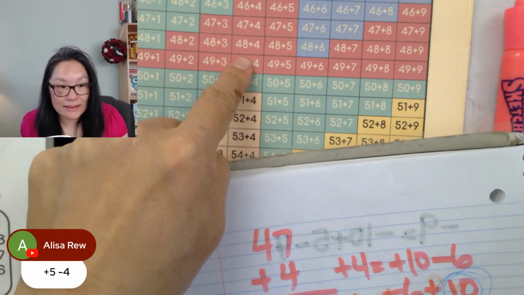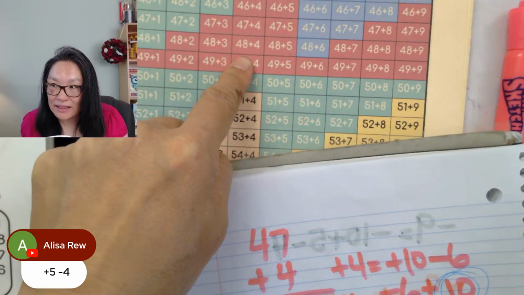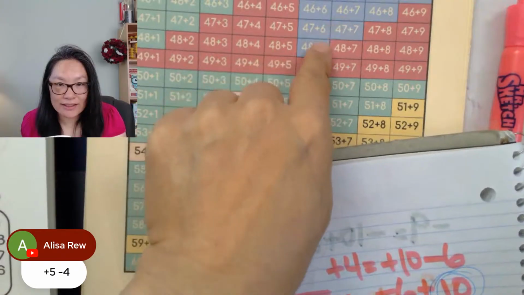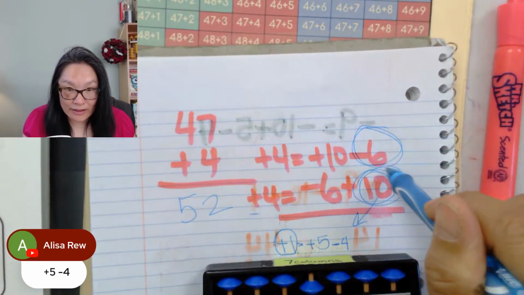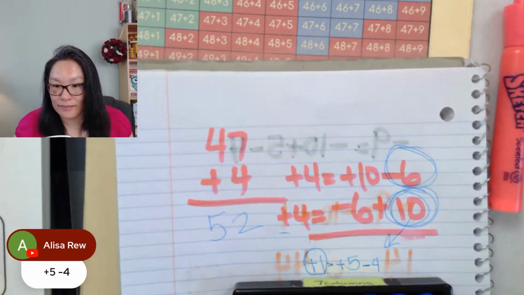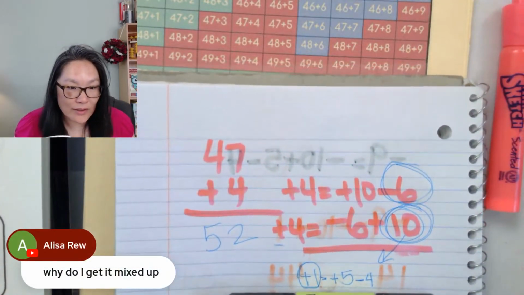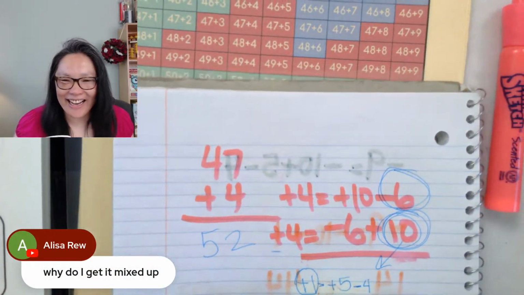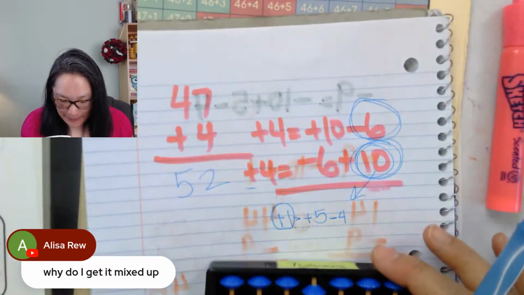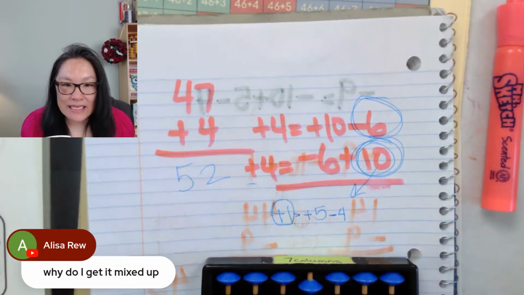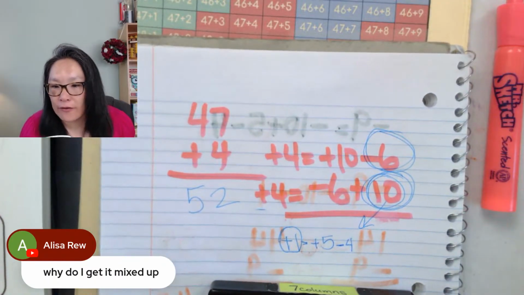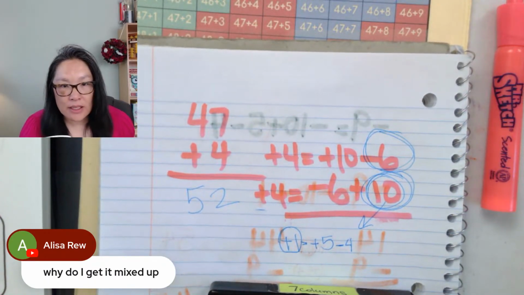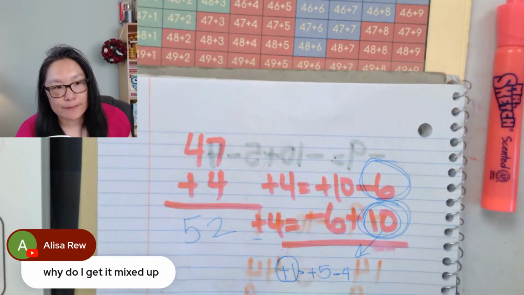Adding the 10 is like the other way. Instead of doing this, we're doing the 10. Why do I get mixed up? It's easy to mix up. It's easy to mix up because you're still new. It's still very unfamiliar if you think about it, because it's a different way of thinking.